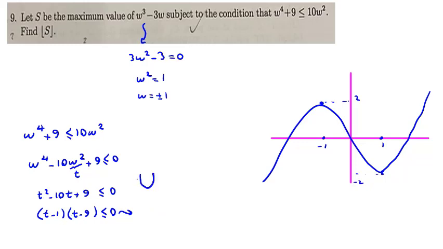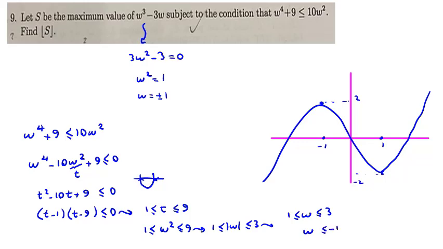It is this function. It is less than or equal to 0, so between the roots. So T should be between 1 and 9. T is what? W squared is between 1 and 9. So the absolute value of W is between 1 and 3. So W can be between 1 and 3 if positive, or if it is negative, less than or equal to negative 1, greater than or equal to negative 3. Now, W from 1 to 3, for example, 3 maybe, yes, it is here.